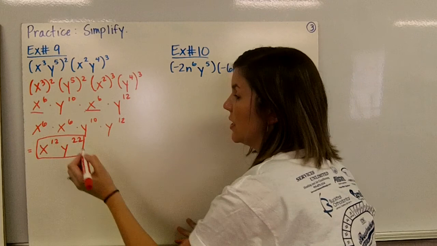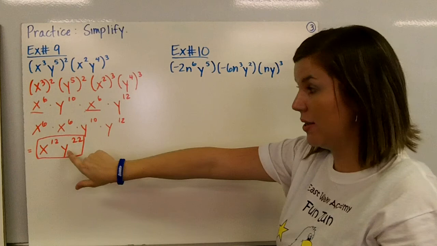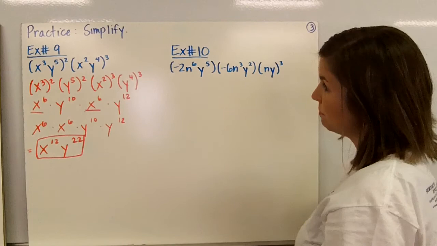Remember, a power to a power, we multiply the exponents. That's where the 10 came from. But when multiplying like bases, keep the base and add the exponents, 10 plus 12. That's why we have 22 here.